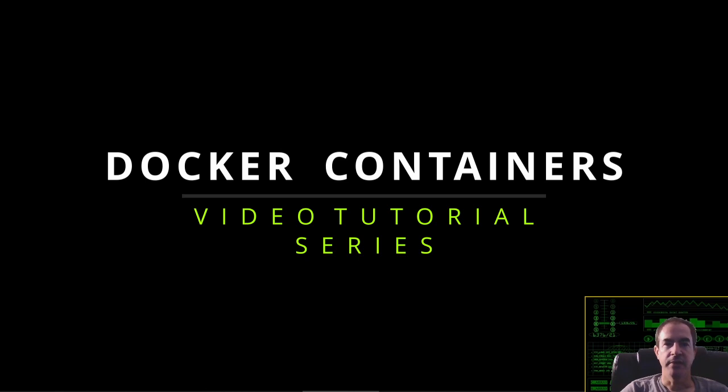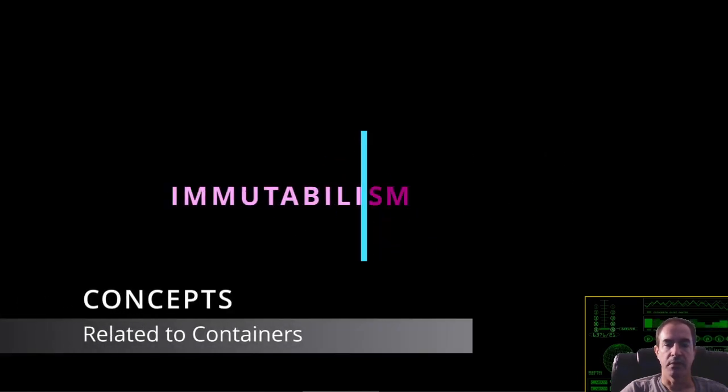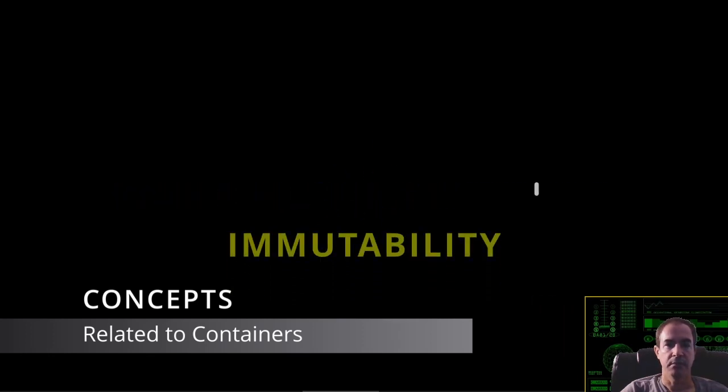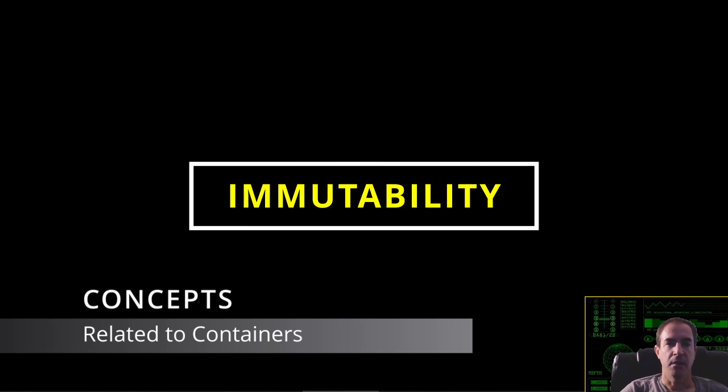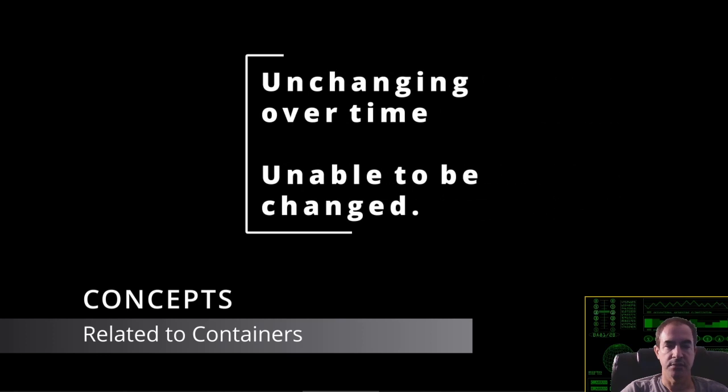In this video in our series on Docker containers, we're going to discuss some concepts. The two main concepts to start with are immutability and ephemeralism. Immutability means not changing over time, unable to change, doesn't change. So when we deal with that with containers, containers should be built once and never change.